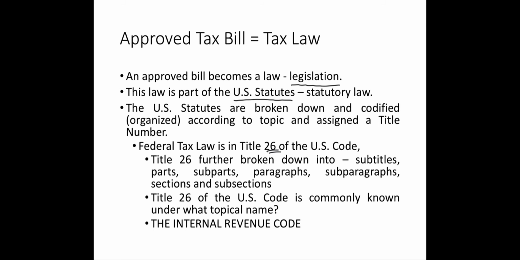It's broken down and codified into topics and assigned a title number. So tax law all goes to Title 26. If it was bankruptcy, it would go to a different code number. And you're going to see the breakdown. Title is the highest level of a U.S. code, right? Title 26 is the highest level. We're going to then break that down into different levels: subtitle, part, subpart, paragraph, subparagraph, section, and subsection. Make sure you know that breakdown.